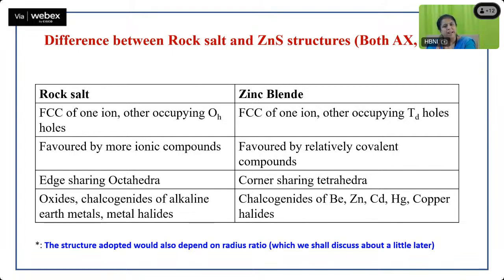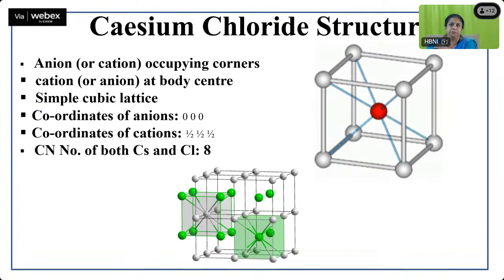Covalent compounds prefer lesser coordination number, ionic compounds prefer higher coordination number, and that is how it works. Compounds having stoichiometry of 1:1, if they are ionic, they will prefer rock salt. If they are covalent, they will prefer more the zinc blend kind of structure.